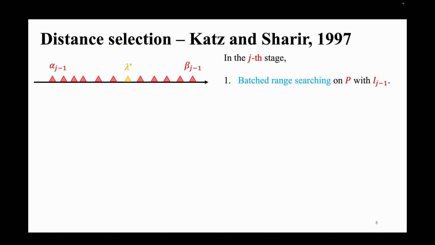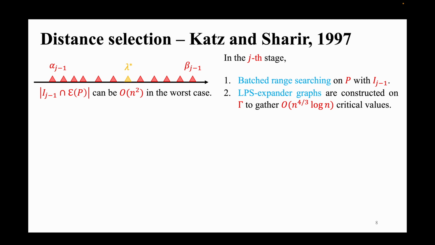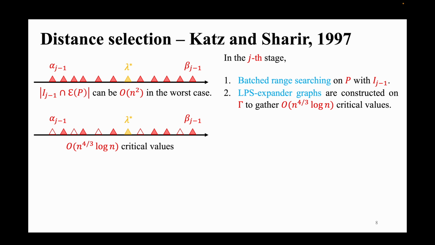Let's consider details in the J stage. The first step is to perform a BRS on set P with interval ij minus 1. This will give us information about the pairs of points whose interpoint distances are within ij minus 1. We can see that there can be n-squared critical values within ij minus 1 in the worst case. So we will construct LPS expander graphs on collection gamma to only gather n to the power of 4 over 3 times log n critical values like this.